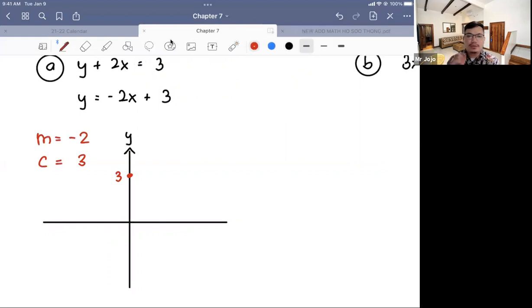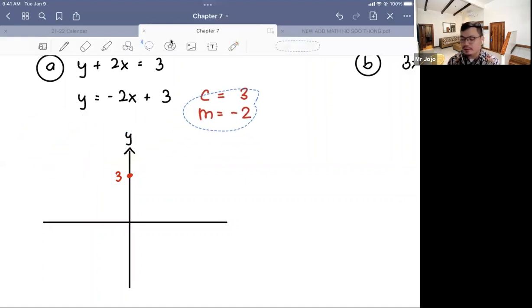Now, what you need to do next is to locate your second point. And how are we going to find our next point? For your next point, you need the gradient. Now, what is your gradient? It's -2. It is -2.